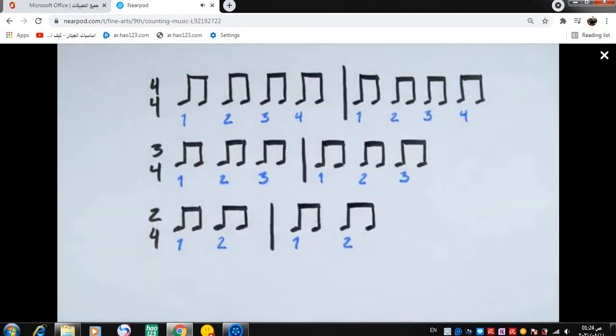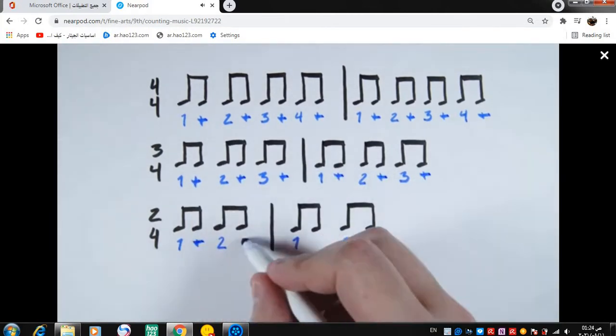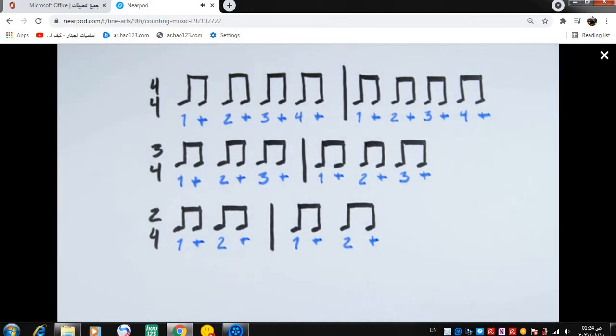And the upbeats of eighth notes get the syllable "and." In 4/4 it's 1 and 2 and 3 and 4 and. In 3/4, 1 and 2 and 3 and. In 2/4, 1 and 2 and.